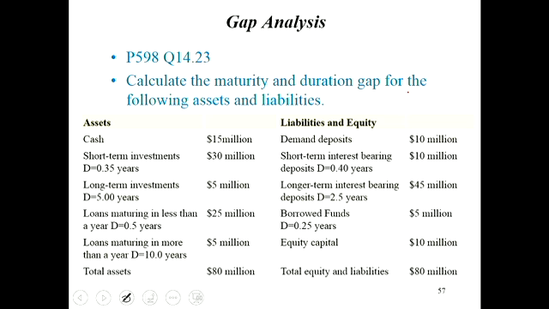Got another group there, loans maturing in less than a year. D equals 0.5. Are they sensitive or insensitive? How many think they're sensitive? 1, 2, 3, 4, 5. Oh, got more than that. How many think they're insensitive? Oh, nobody stuck their hand up. Okay, so they definitely are sensitive. Half a year, yep, they'll come up for review, so we better put them in our group there. We've got 25 million of those.